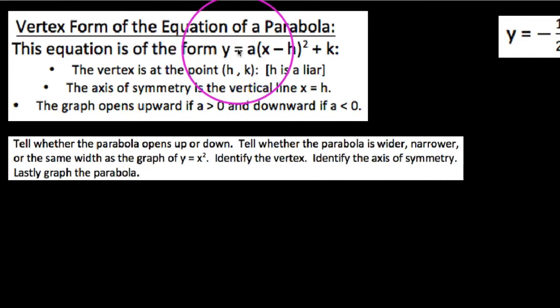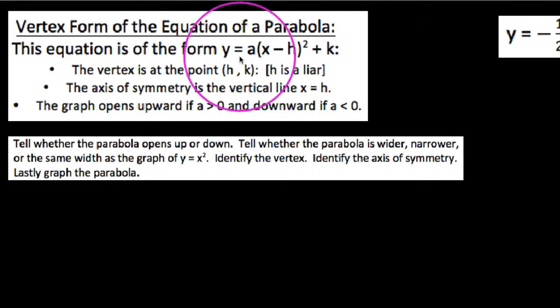It looks like this. We say y equals, or f of x equals, a times the quantity x minus h, that quantity squared, plus k. The things to point out about this form are, one, it's really awesome because it tells you where the vertex is, and two, the vertex is always at the point (h, k).